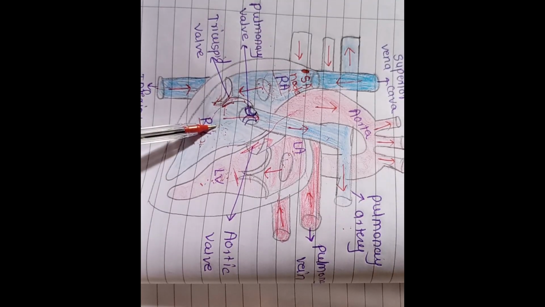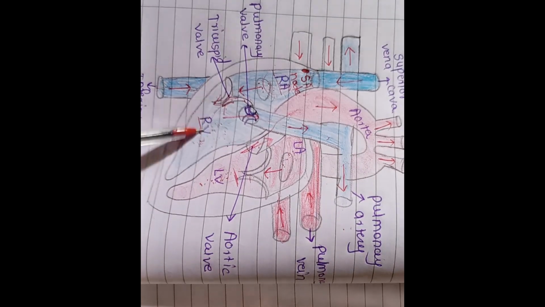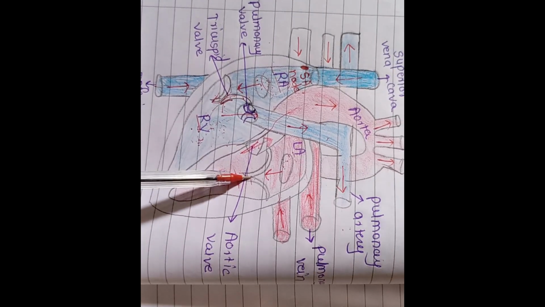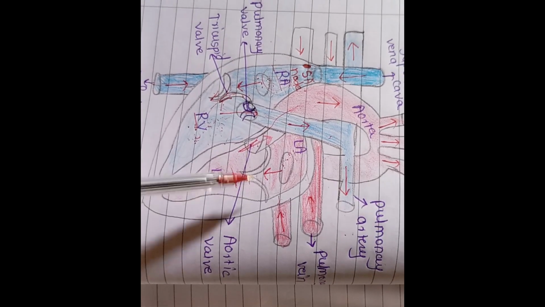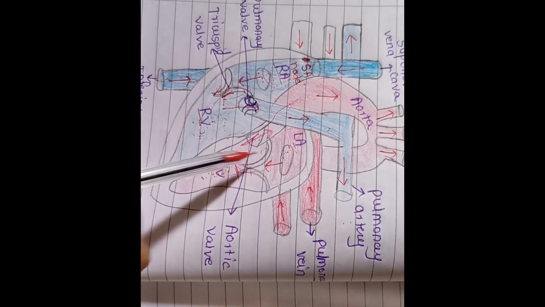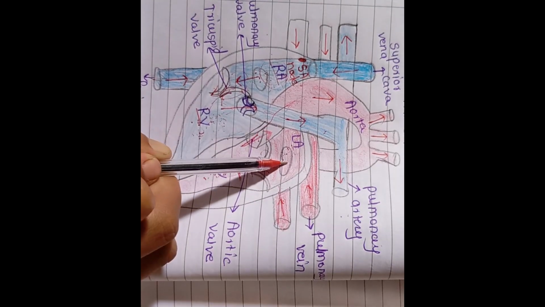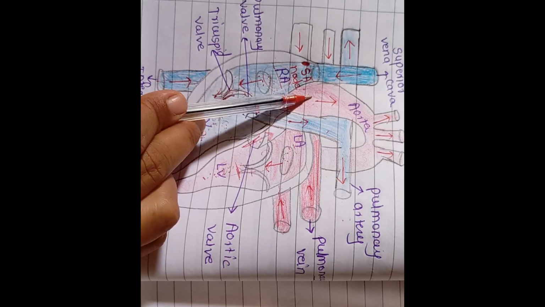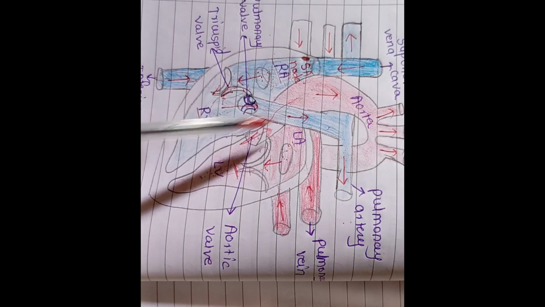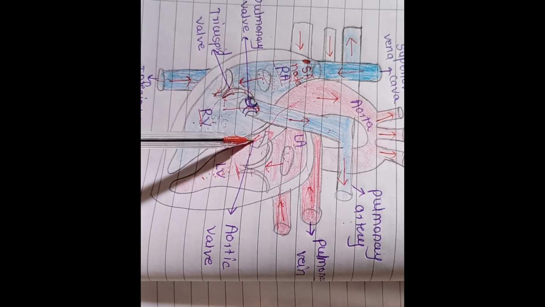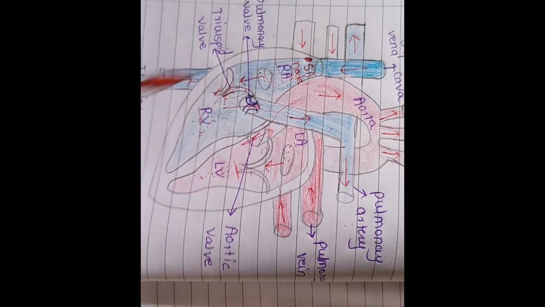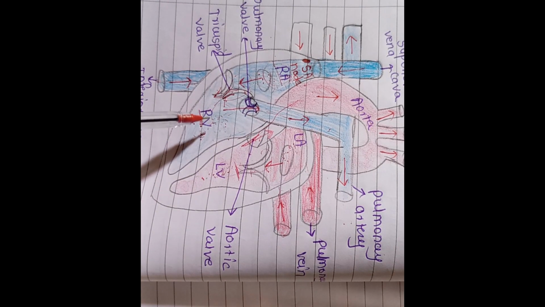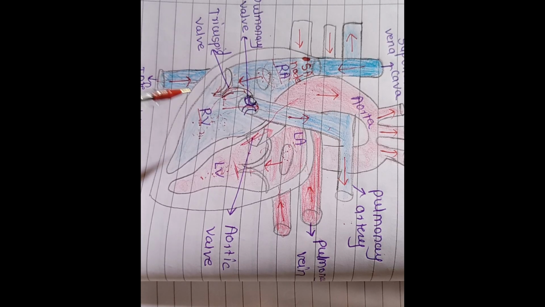The valves between the atria and the ventricles, that is the tricuspid valve and the mitral valve, close to prevent the backflow of blood into the atria. The pulmonary artery and aortic valves also close to prevent backflow into the ventricles. This is how the cycle continues and our heart works.